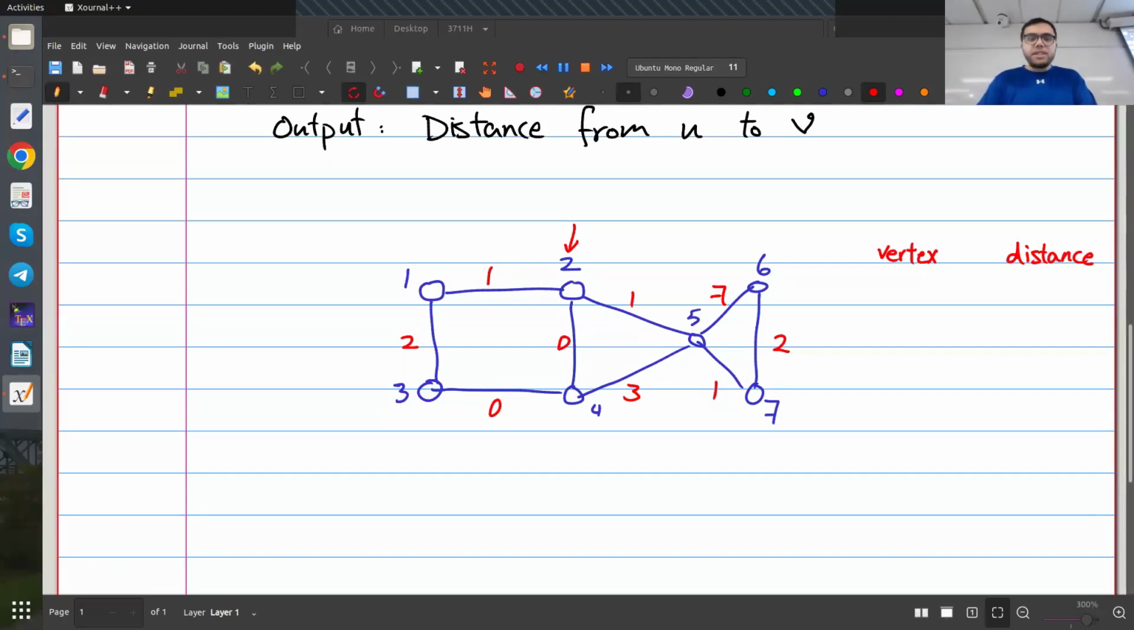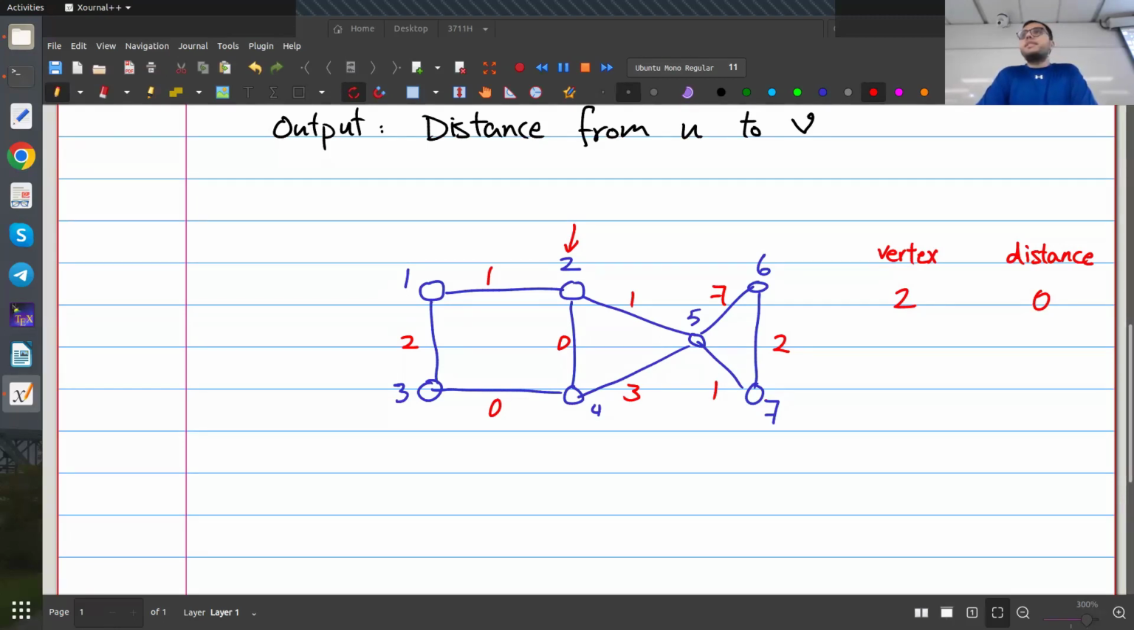So I have my vertices and I have the distance to them. And here my starting vertex is vertex 2. So I want to find the distances from vertex 2. So initially I would say that the distance to vertex 2 is 0. And I'm assuming that the distance to every other vertex at this point is infinity. I don't know anything about the distances to the other vertices.